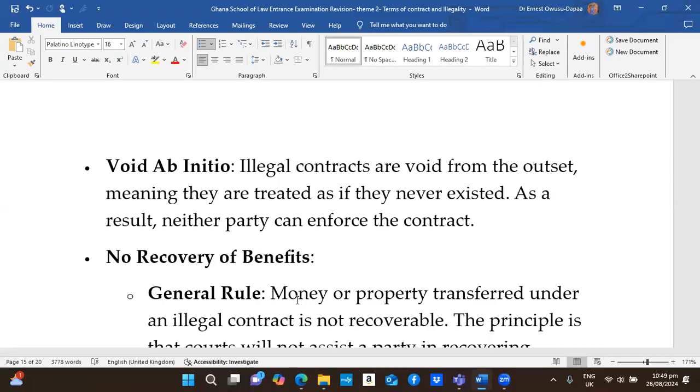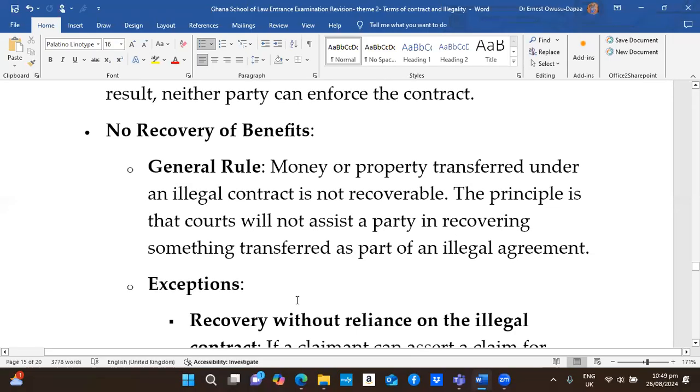And if it's void ab initio, it does not create any right or obligation for anyone. No one can enforce it. And you cannot recover any benefits under it, as it were.